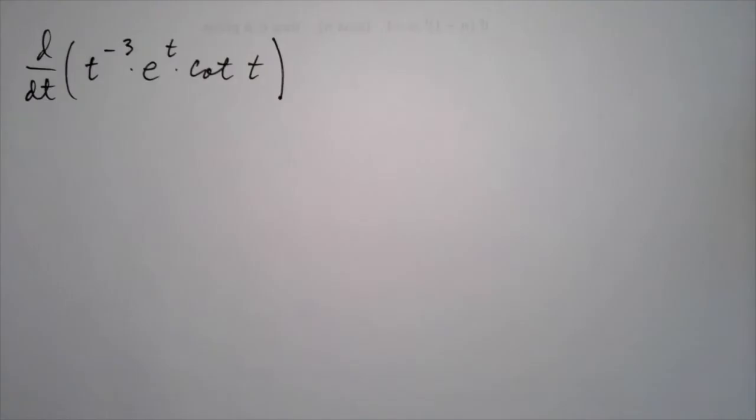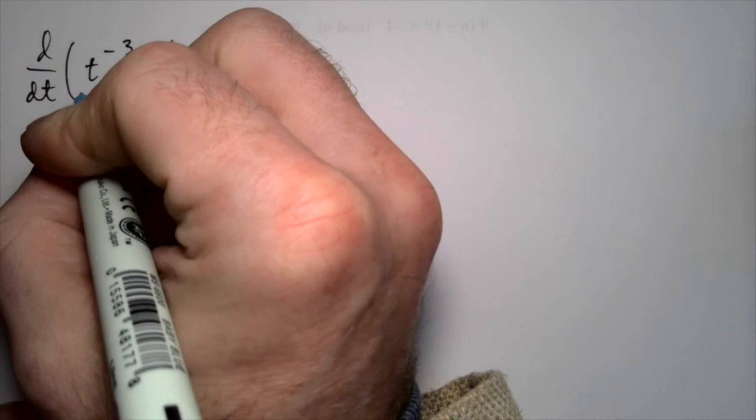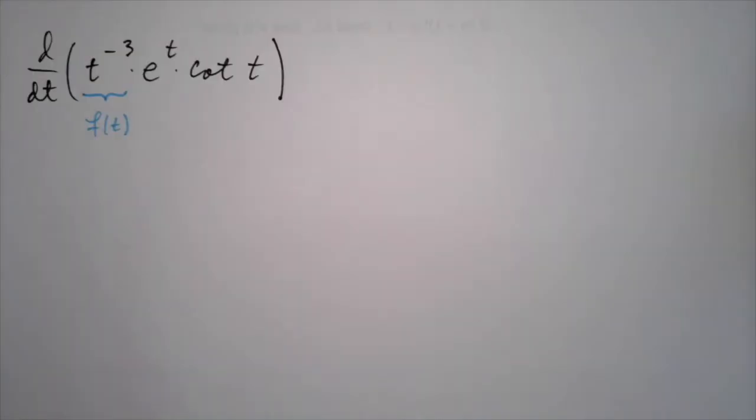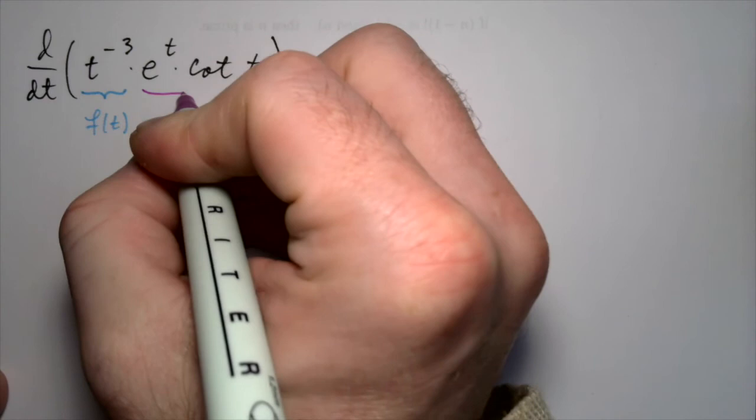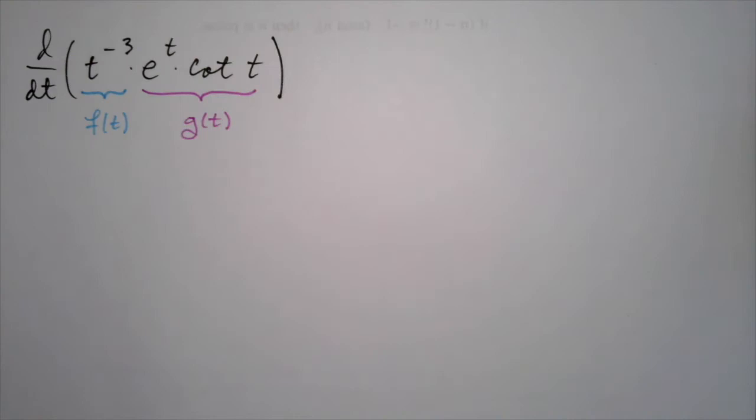There's no simplifications we can do. So in this case, we can't just immediately apply the product rule to get everything. We're going to have to apply the product rule in an iterative way. What do I mean by that? I mean, let's first apply the product rule where that piece is the first function f, and where this piece, the whole function e to the t, cotangent of t, is the second function g. So let's first apply the product rule that way.